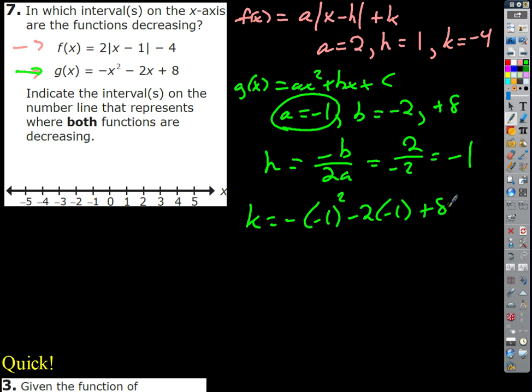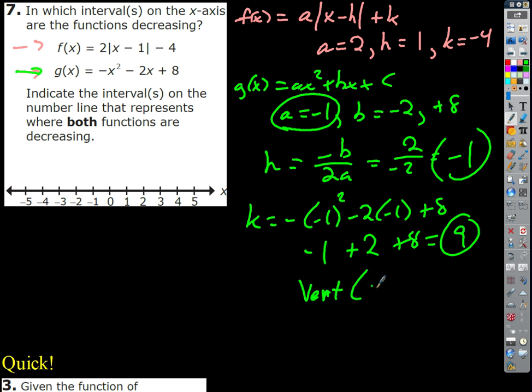And I'd get negative 1 squared is 1, times negative 1 is negative 1. Negative 2 times negative 1 is plus 2, plus 8, so I just get 9, right? h is negative 1, k is 9. Turns out I didn't really need to know what k is in this one, but I need to know what h is. So the coordinates of the vertex are negative 1, positive 9, and I can sketch both of these graphs now, right?